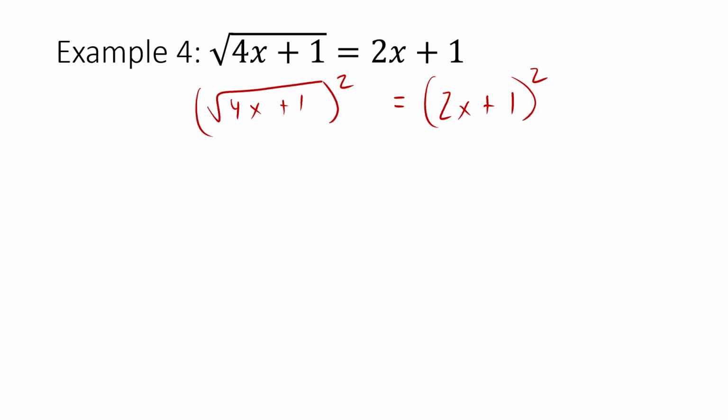Now the left-hand side is pretty straightforward. That is what we think it is. That's 4x plus 1. But on the right-hand side, it might be beneficial to remember that to square something means to multiply it by itself. And you can do this part by foiling.